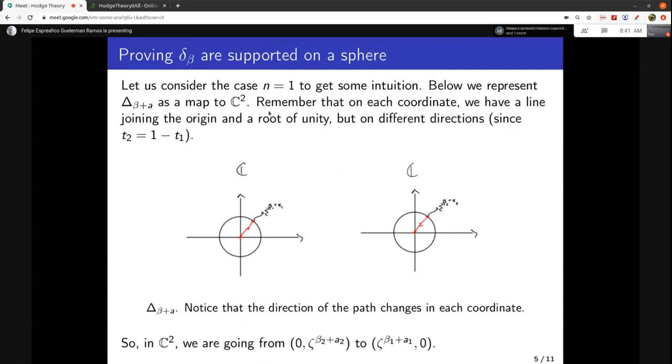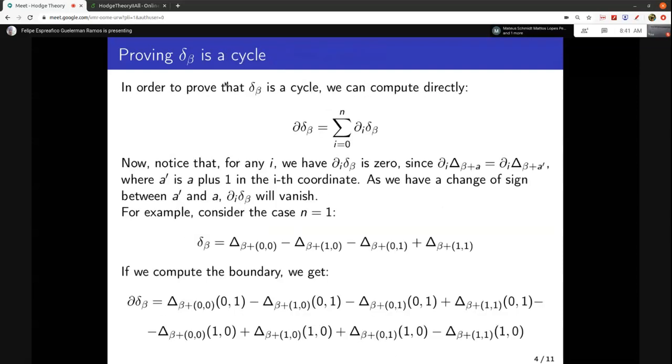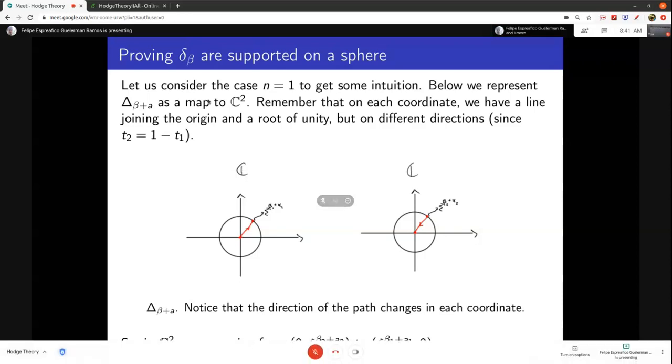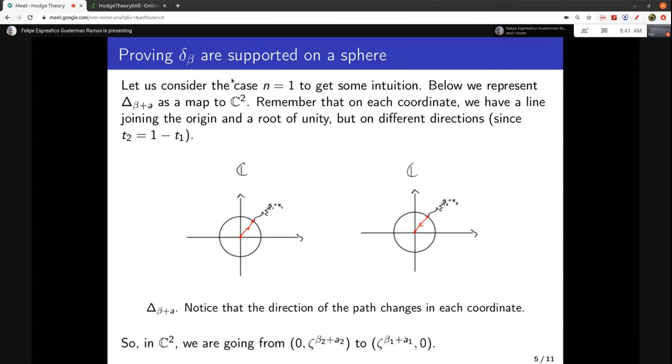Right. So this proves that these delta betas are a cycle, they are in the kernel of del. Okay, so let us consider case n equals 1 again to prove they are supported on a sphere, just to understand what's happening, and then we can easily generalize the argument, right?